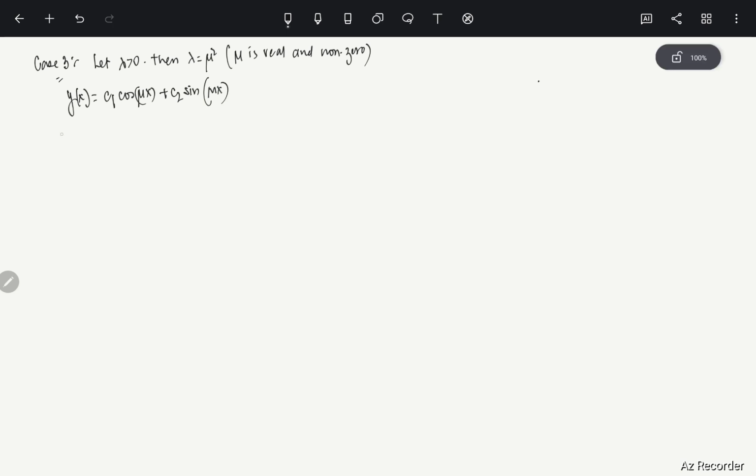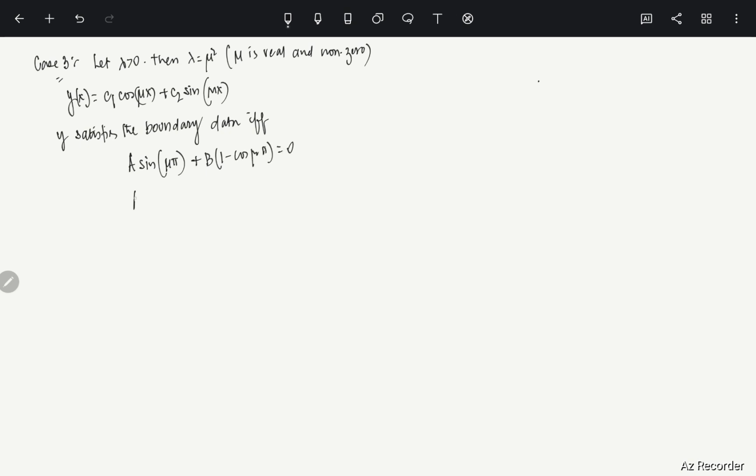Now y satisfies the boundary data if and only if, when does it satisfy? y(0) equals y(pi). So y(0) equals y(pi) will give us a sine mu pi plus b (1 minus cosine mu pi) equals 0. And we will also get y prime 0 equals y prime of pi, where the rows will be reversed. So a (1 minus cosine mu pi) minus b sine mu pi is 0. These are the two equations which we are going to get, right?